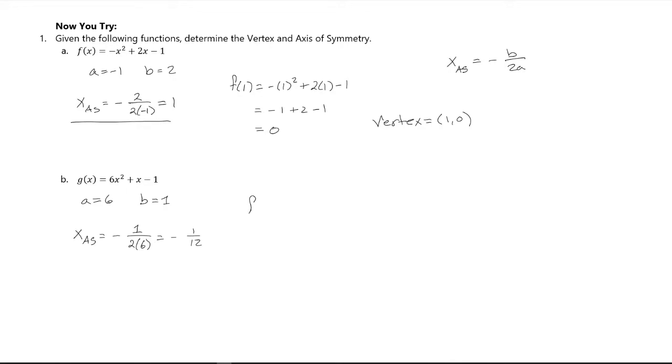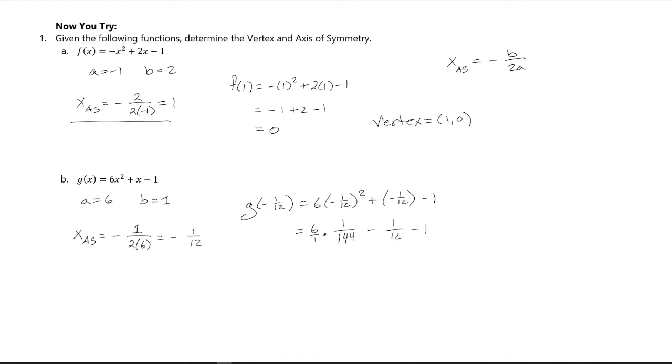So to get the y value of the vertex, we say g of negative 1/12, and this equals 6 times negative 1/12 squared plus negative 1/12 minus 1. So we've got some fraction arithmetic to run through here. I'm going to write 6 over 1 times negative 1/12 squared is going to be 1 over 144. Just the negative goes away. 12 times 12 is 144, but that's in the denominator. The numerator of 1 squared is still a 1. Then I'll write minus 1/12 and then minus 1.